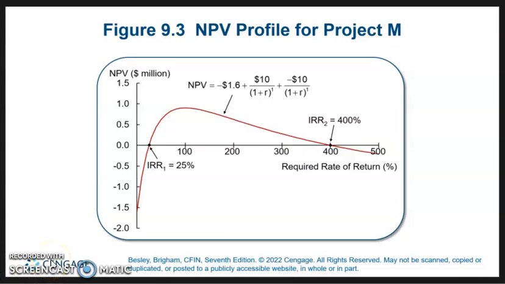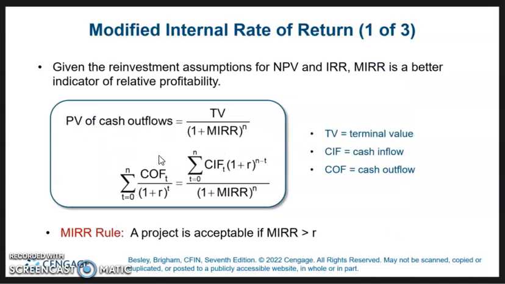Okay, when we finished lecture 4, we were talking about a project with 2 IRRs. So this is lecture 5, chapter 9, CFIN7. Our solution for this is what's called modified internal rate of return.